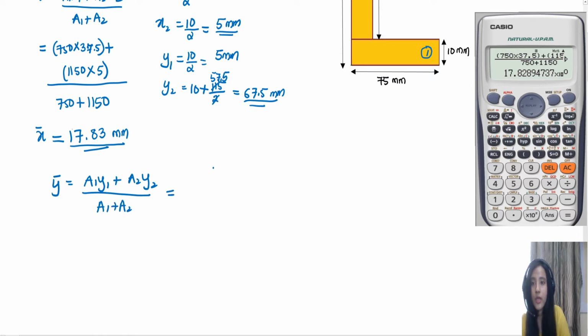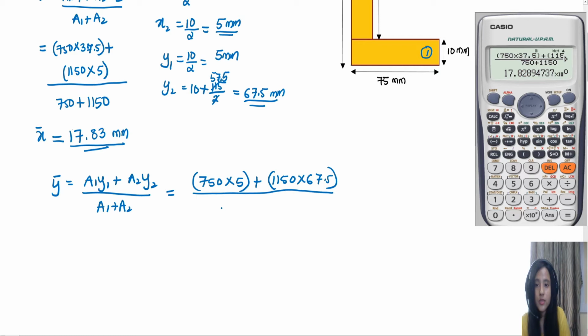Now how much is my area 1? A1 is 750 into y1, which was 5, plus A2, 1150, into y2, which was 67.5, divided by the total area, which is 750 plus 1150. Now let us solve this in a calculator and see how much we get.